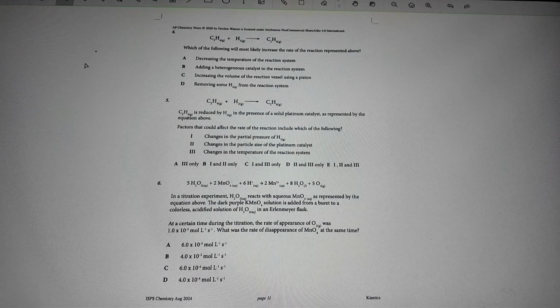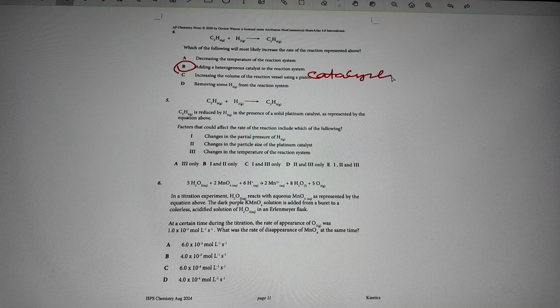So this one is pretty straightforwardly B, because catalysts, by definition, speed up a reaction.